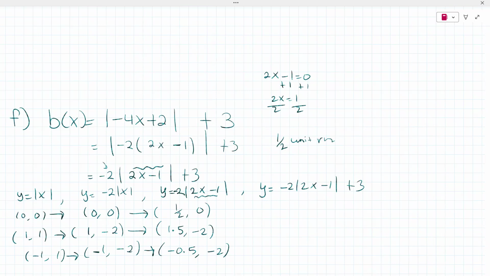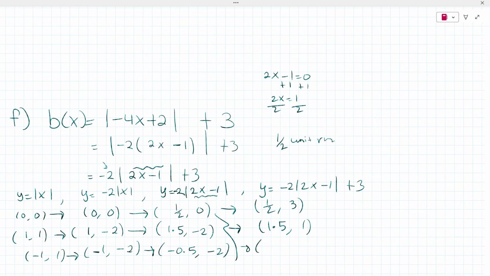So you add 3 to the y-coordinate. So you always start with the previous point. 1/2 comma 0 will be 1/2 comma 3. 1.5 comma negative 2 will be 1.5. And then negative 2 plus 3 is 1.